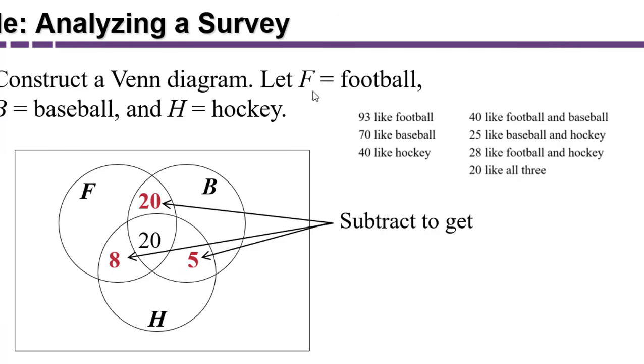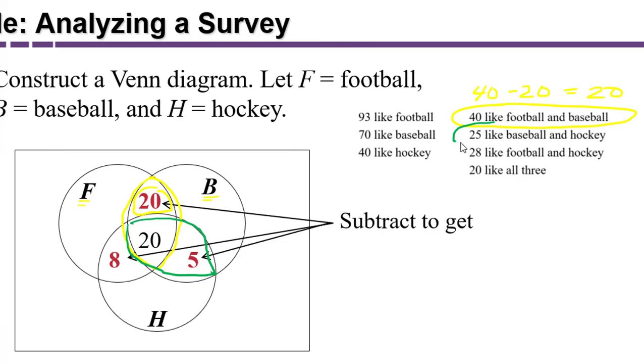For example, this football-shaped region describes all those that are in both football and baseball categories. So in other words, that's talking about the 40 who like football and baseball. So if you subtract from 40 the 20 who like all 3, you get the 20 that like football and baseball but not hockey.